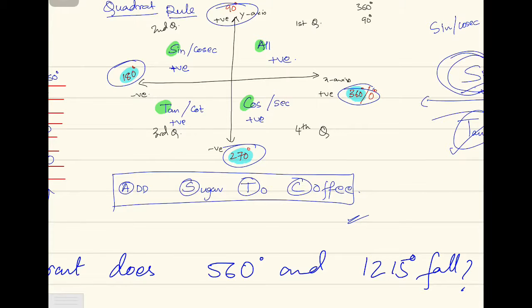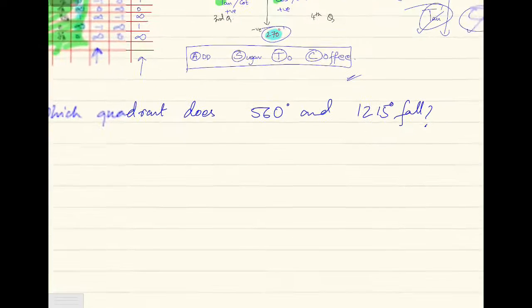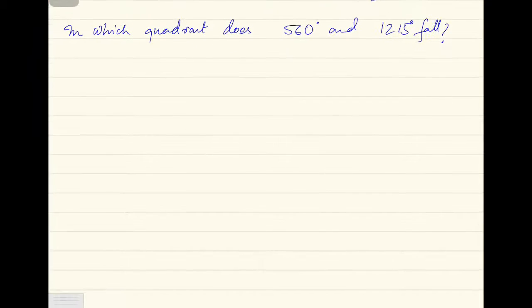Having understood the quadrant rule, as you have I suppose already copied here, the rule says add sugar to coffee. So let us now learn something about higher angles in trigonometry. Okay, the first very simple question would be, in which quadrant does 560 and 1215 fall? So this is a very simple question. These are higher angles in trigonometry. Till now we were aware of only angles till 90, isn't it? Or maybe till 360 as well.